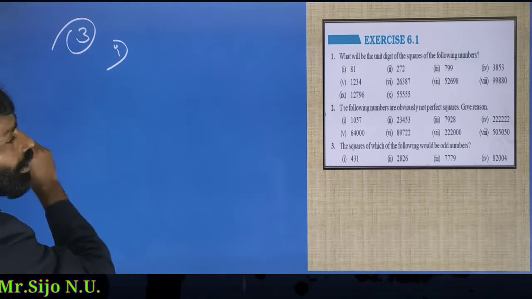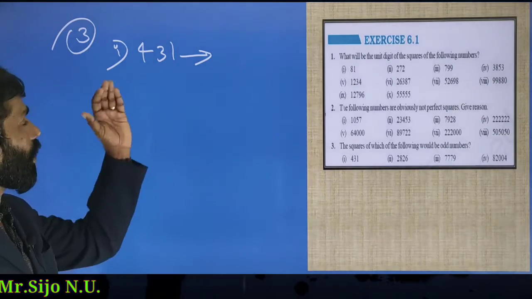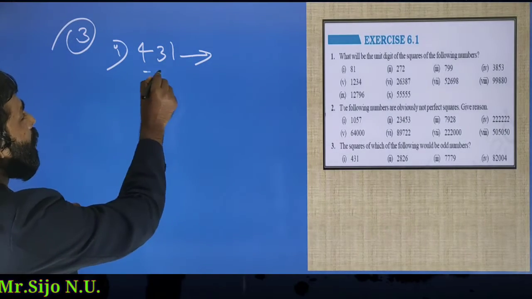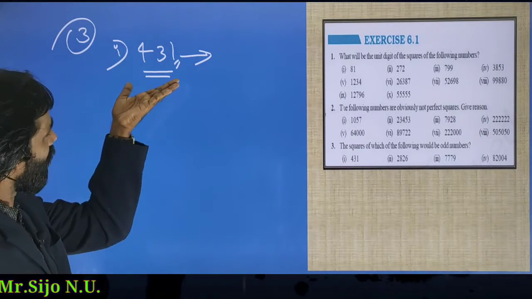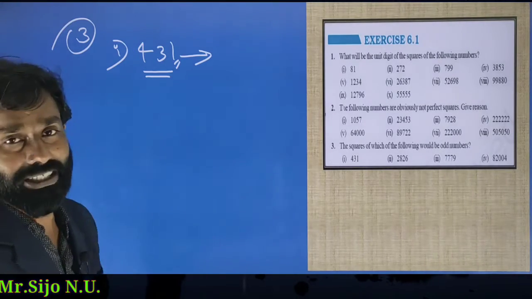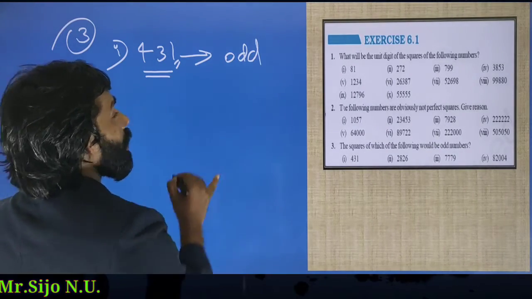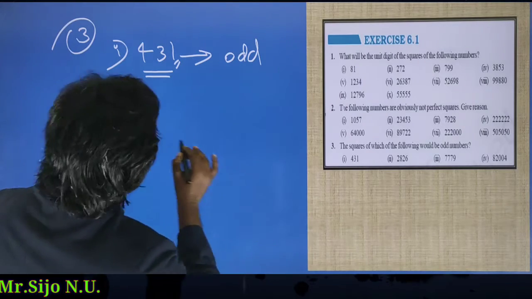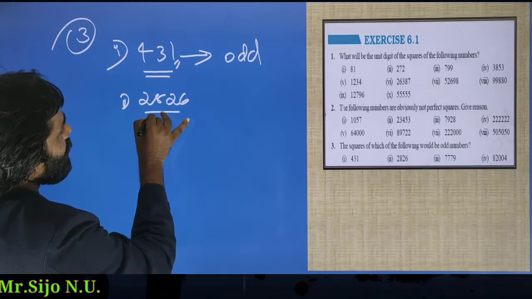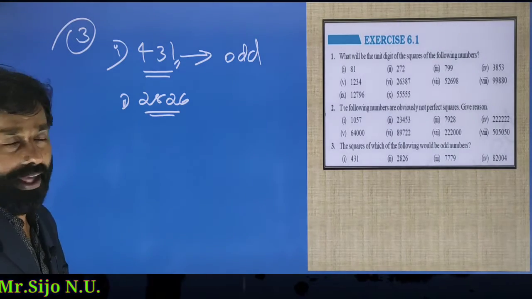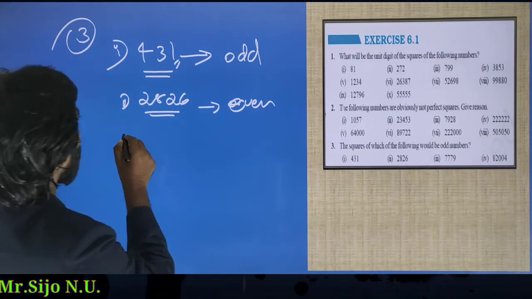The first question, 431. What will be the square of this number? Yeah, we know it's an odd number. Well, let's check the unit place digit. It's an odd number. Therefore, we can say 431 is an odd number. Definitely, its square is also odd, by using that property. And what about the second? 2826. Yes, this is an even number. Its square is also an even number by using that property.